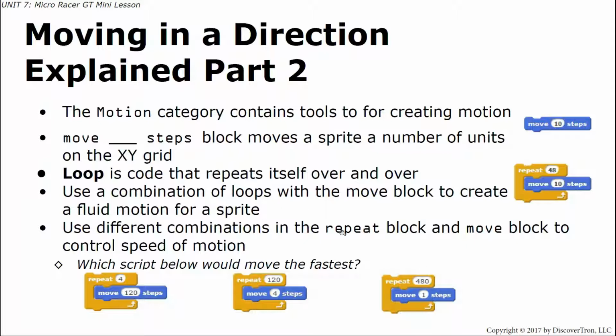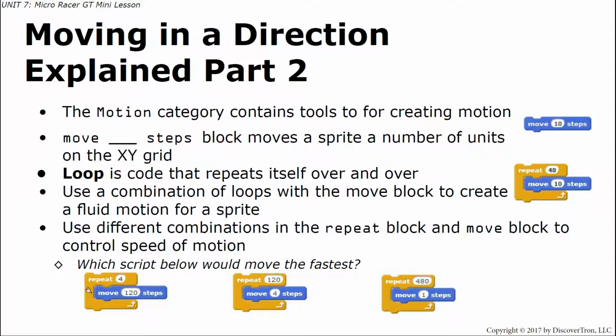And we use this loop to create the sensation that the sprite is actually moving. It gives it a little bit of fluidity when it goes across the screen. Now we can use the repeat blocks and the move blocks in different combinations to create movements that go at different rates or speed. For example, this sprite, if it had this block right here, this block would repeat itself 4 times and it would move 120 steps.